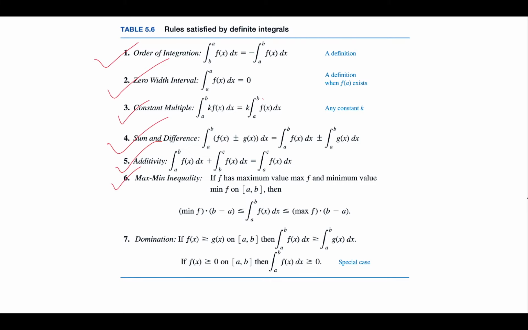Maximum and minimum inequality. Let's say f has a maximum value and a minimum value. Then the integration of that function from a to b is always greater or equal to the minimum value of that function times b minus a, the difference between a and b, and less or equal to the maximum value of that function times b minus a. So this definite integration of a function from a to b is bounded from below by the minimum value times b minus a, and from above by the maximum value times b minus a.